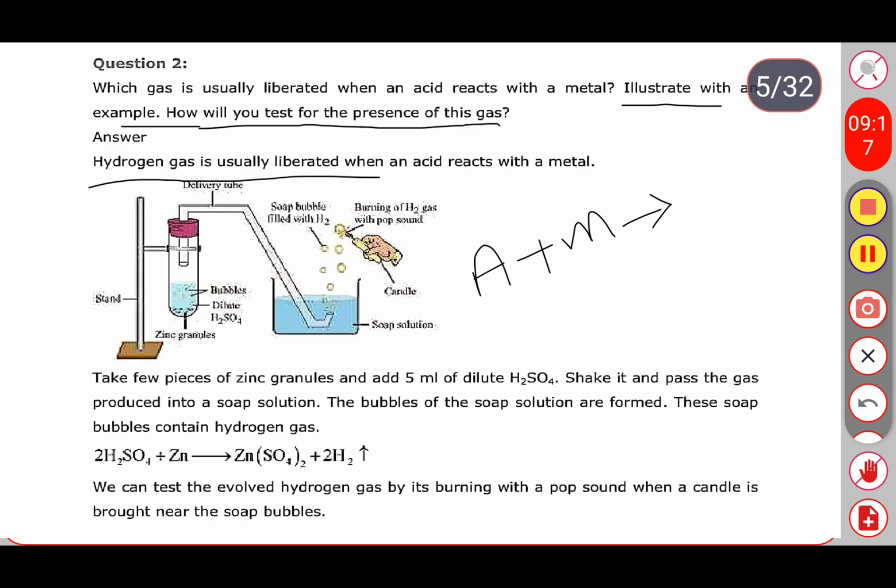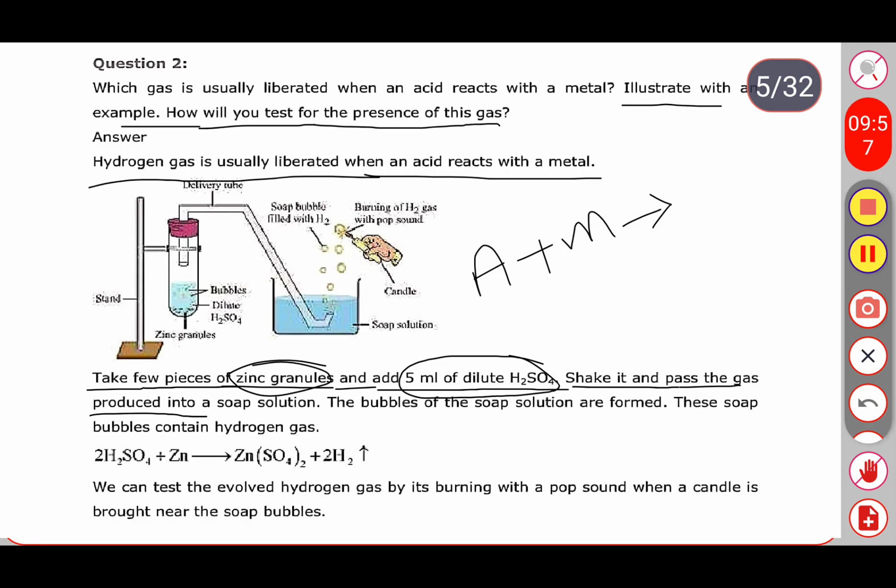So how can we prove, or how can we show, that hydrogen gas is liberated when an acid reacts with a metal? For that we need to take a few pieces of zinc granules and add 5 ml of diluted H2SO4. What do I have to take first? Zinc granules, and add 5 ml of H2SO4, shake it and pass the gas produced into soap solution.